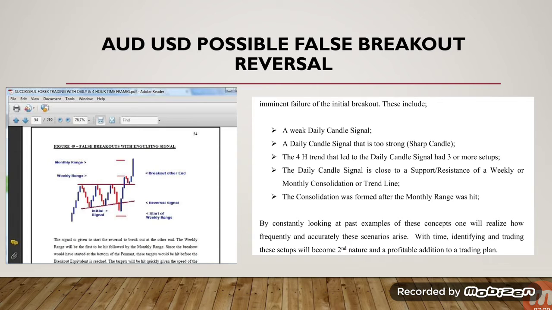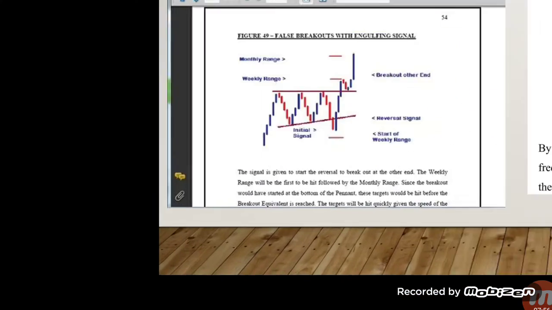Now the Aussie US dollar is shaping up to possibly provide us with a false breakout reversal, which, as defined in my trading manual, basically is a situation in which the market will attempt a breakout at one end of the consolidation, and then it's followed by a reversal that takes us back inside of the consolidation. So for various reasons, any of these 5 reasons, we can see false breakout reversals taking place on any currency pair.